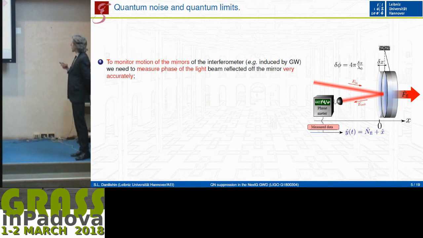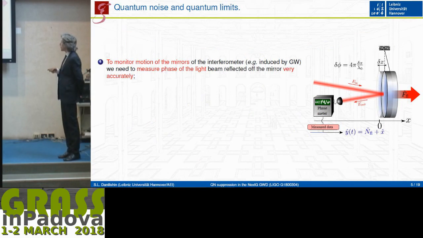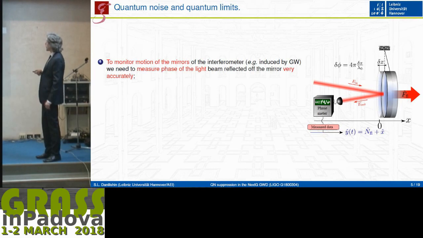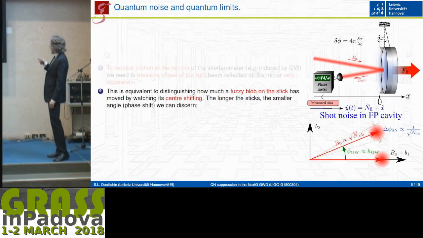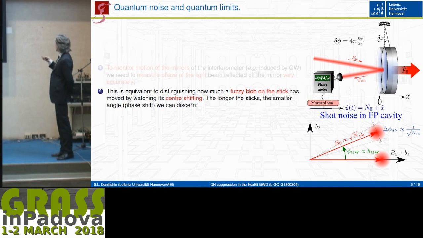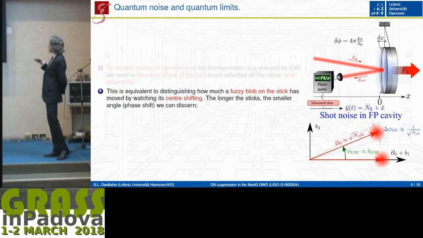So what kind of implications does it have for the detection of a gravitational wave? If we want to detect the differential motion of the suspended mirrors of the interferometer, we basically need to measure the phase of the light reflected off these mirrors very precisely. And if we go to the phase plane, that means we have a fuzzy blob that is moving or rotating on the phase plane as a result of the phase shift created by the gravitational wave. And to see the motion of this blob, we basically need this blob to move by more than one diameter of itself.